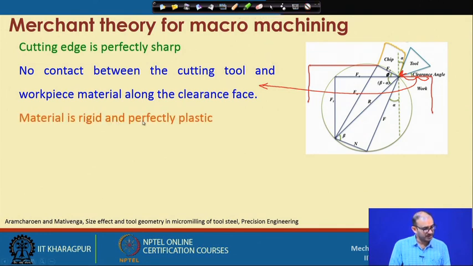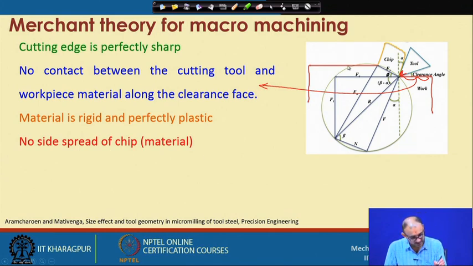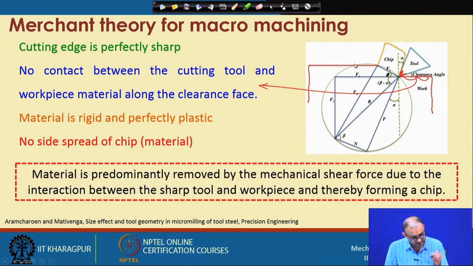Then the material is rigid and perfectly plastic. Even though it is assumed like that, if you do micro machining at that particular scale, the material will not behave like that. We will see those things in detail. And there is no side spread of the chip or the material. So, whatever is this depth of cut, whatever is this here.